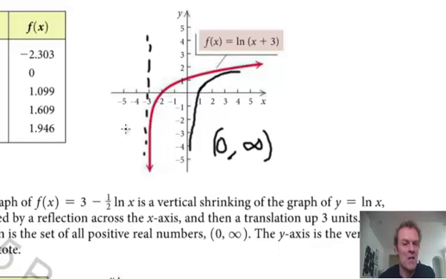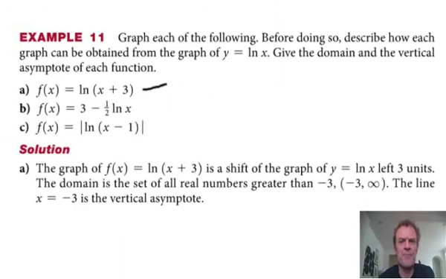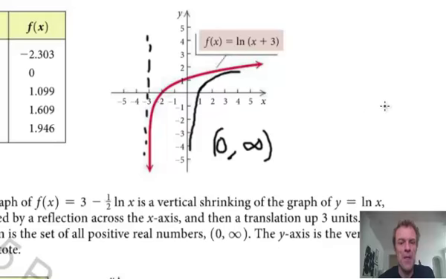Okay, so let's have a look at another one. This one here, a half, means it's been vertically shrunk. That's kind of hard to draw unless you plot a lot of points accurately. But look, negative in front means x-axis reflection. The 3 at the start, a positive 3, means it goes up 3. Let's have a look.